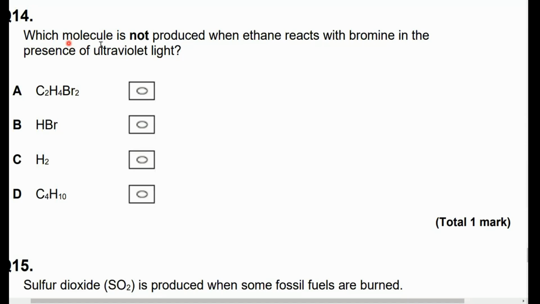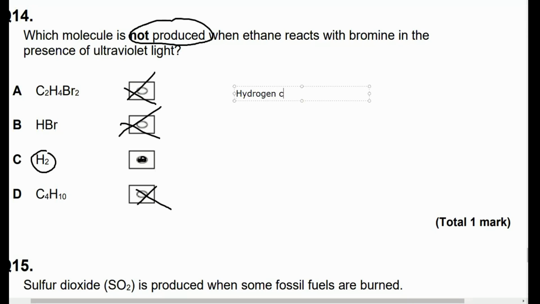Right, question 14. Which molecule is not produced when ethane reacts with bromine in the presence of ultraviolet light? So which molecule is not produced? That's going to be the hydrogen, folks. You don't produce hydrogen. You sometimes make hydrogen in cracking, but you don't make hydrogen in free radical substitution or halogenation of alkanes using free radical substitution. We don't do that, okay?